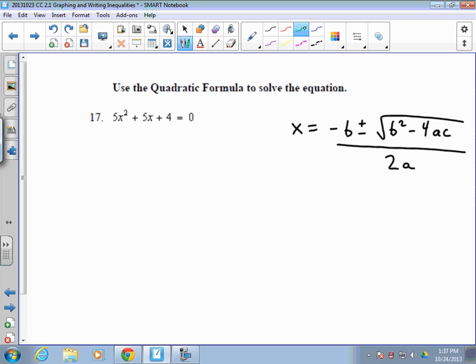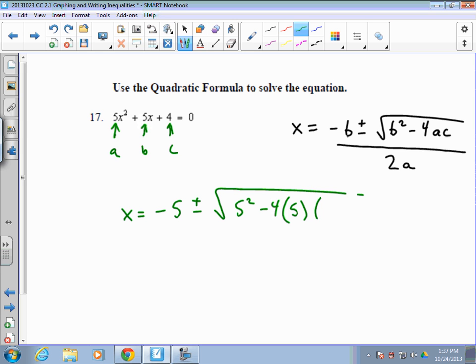Okay, the quadratic formula, x equals negative b plus or minus the square root of b squared minus 4ac over 2a. All you're doing with this one is plugging in values. You know that this is a, you know that this is b, and you know that this is c. So we're just going to plug them in. X equals negative, b's value is 5, plus or minus the square root of b squared, which is 5 squared, minus 4 times a's value, 5, times c's value, 4. All of that is going to be over 2 times a's value, 5.